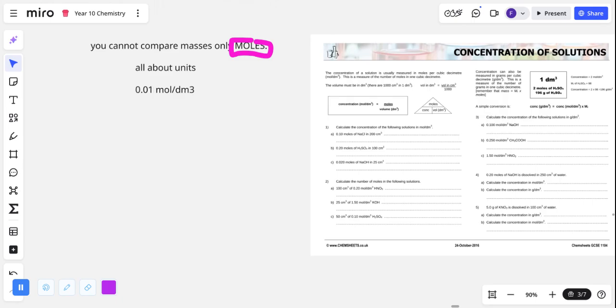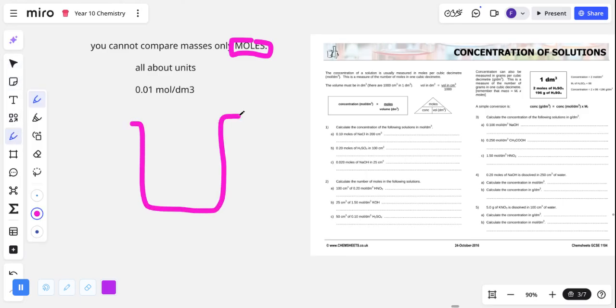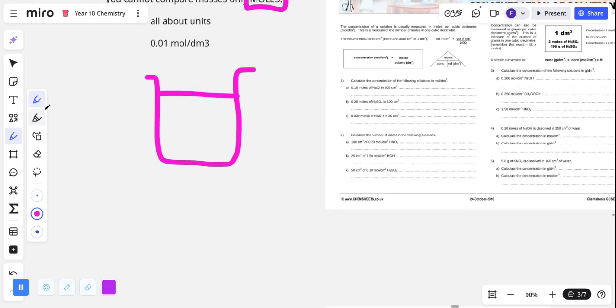But what does it actually mean? What it means is I've got a container. Doesn't matter what it is. It could be a conical flask. It could be a beaker. It really doesn't matter. So I'm going to draw a beaker. I'll say, right, what this means is that I've got 1 dm cubed, and students are like, never heard of that. It's all right. Doesn't matter if you've never heard of it. 1 dm cubed, and in here I've got 1 dm cubed.